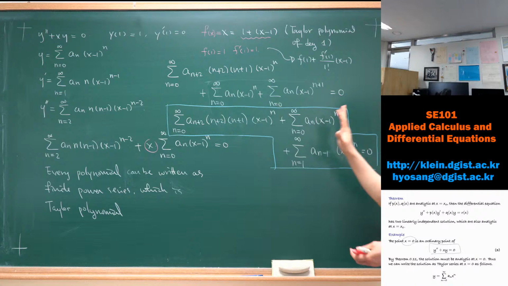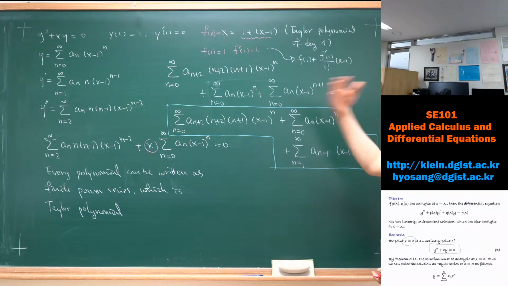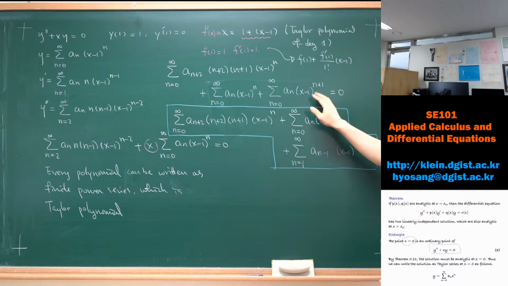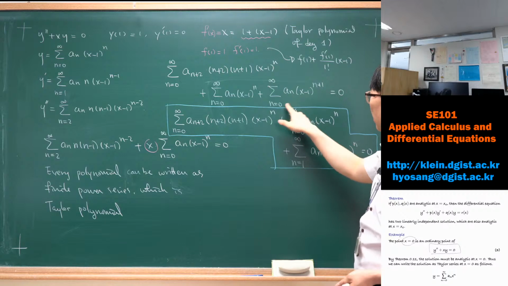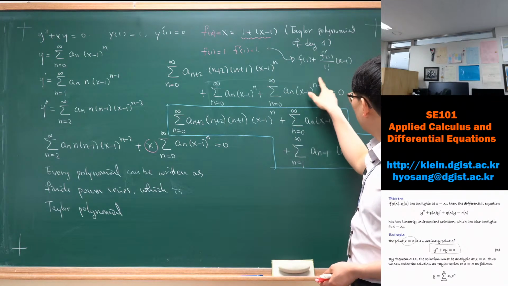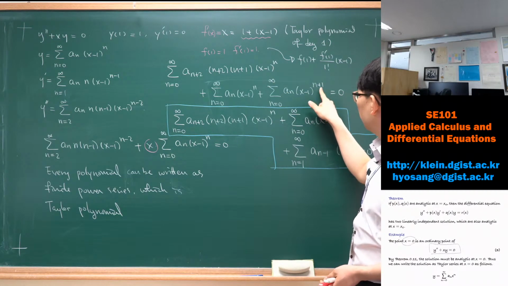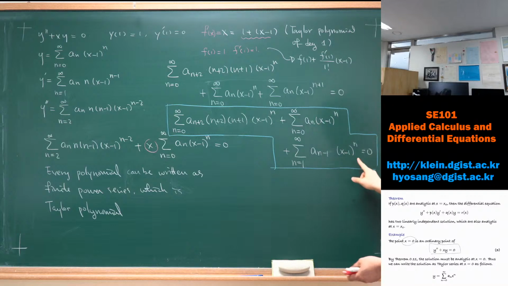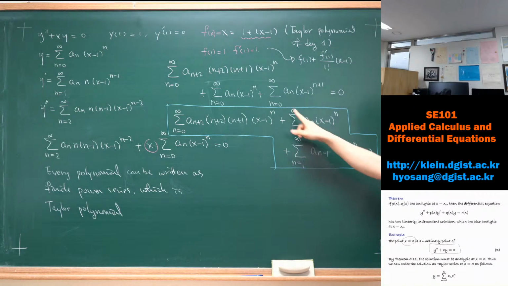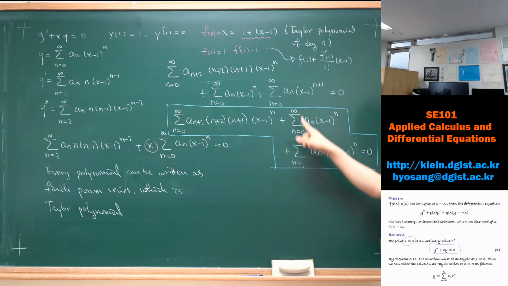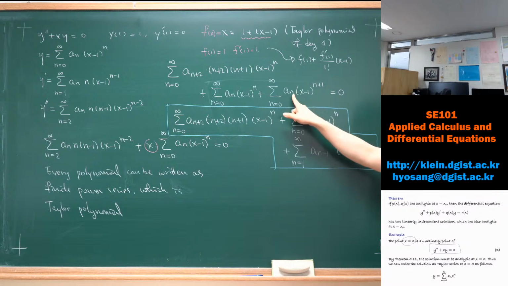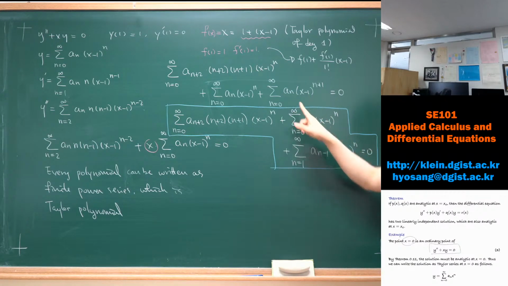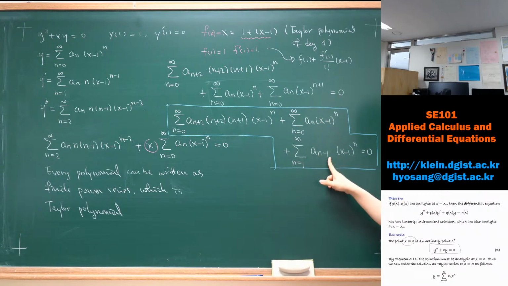But then I want to make the index represent the power of the power terms. Everything is okay except for the last sum. In this sum, the power is index plus 1. So I replace that as n, and my index now starts from 1 instead of 0, and the index inside of this sum becomes n minus 1.